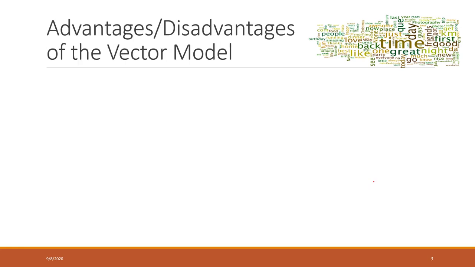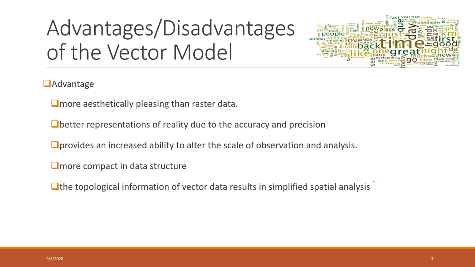Okay, and similar to what we said about the raster data, vector data also have some advantages and disadvantages. Those are from our textbook. So the first advantage of vector data is that it may look prettier than raster data. This is very, I would say, subjective, so it might be some personal opinions. When you create maps, some people may prefer using vector data because you can change the colors, you can add more visual effects. However, for the raster data, you have limited options.